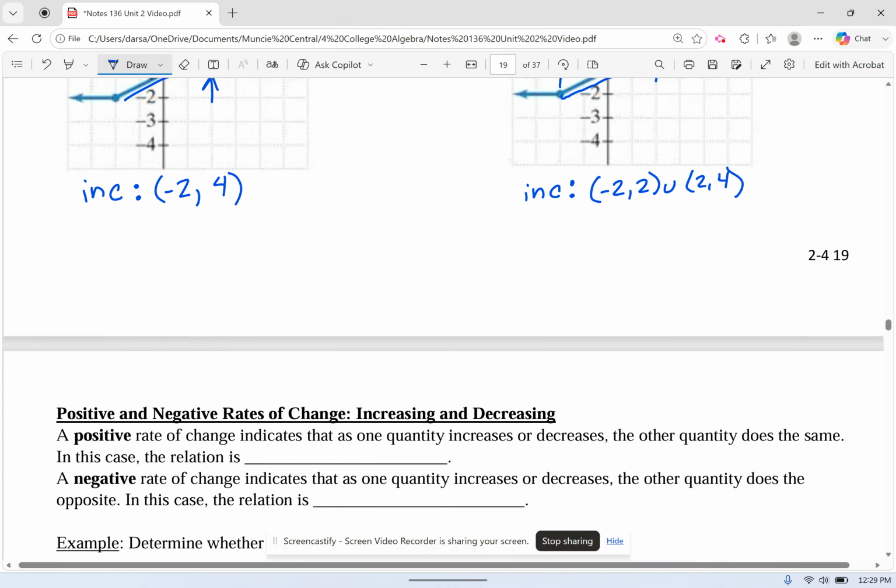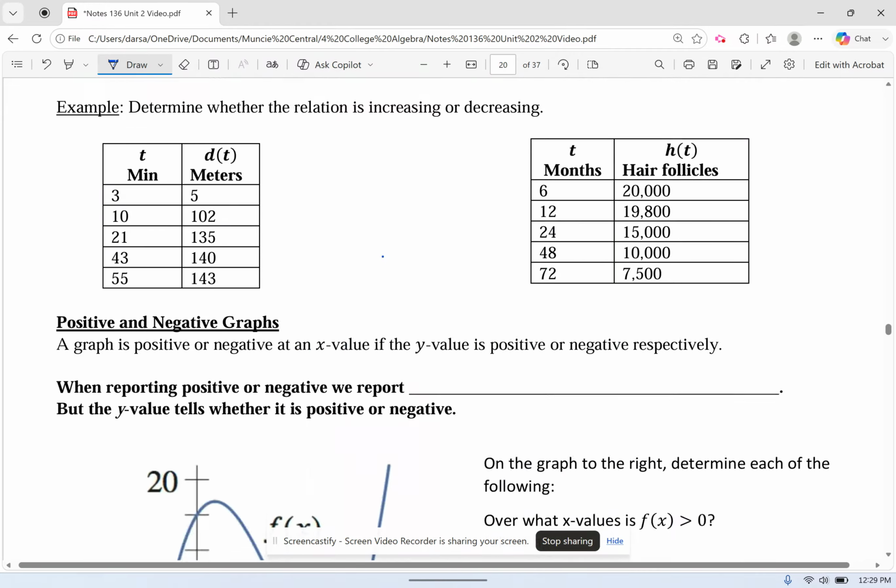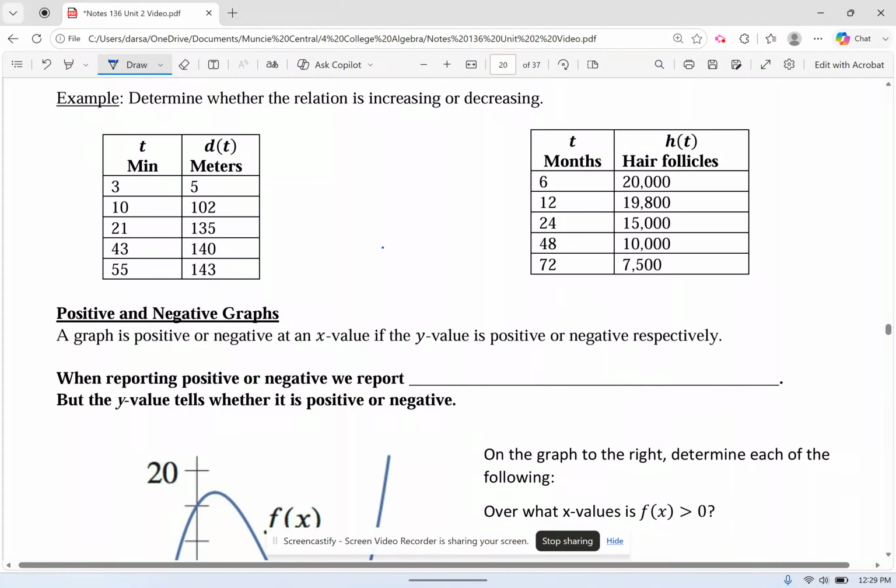The last thing we need to be able to do is identify from a table, is a graph increasing or decreasing? So what you want to do is make sure your x, or whatever your independent variable is, that you're going up. So 3, 10, 21, 43, 55, that's going up on the x's. So as the x's are going up, think of it as going this way on the number line, so moving left to right, just like we wanted to.